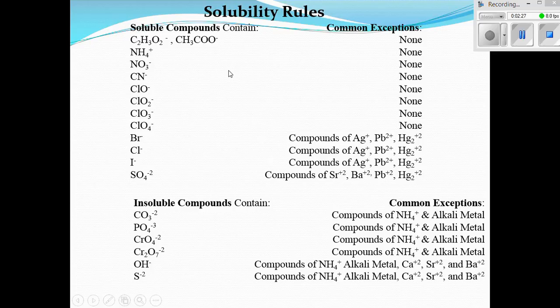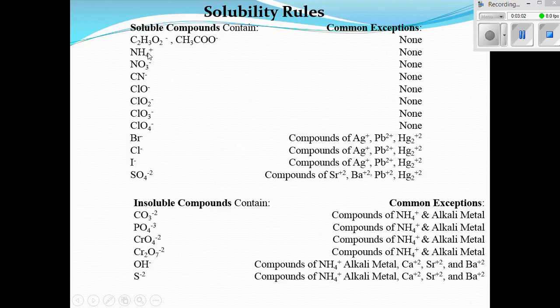Okay, so to avoid confusion, if it's soluble, that means it'll be aqueous. Soluble compounds all contain these things, but here are common exceptions. So if it's one of these, it's soluble unless it's got these. The bottom half, these are insoluble compounds. So these are not going to be aqueous unless they are with these. So it's kind of reverse.